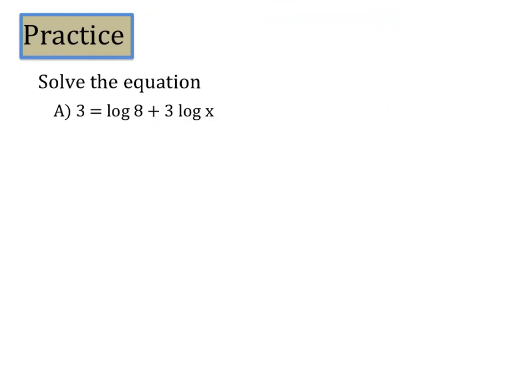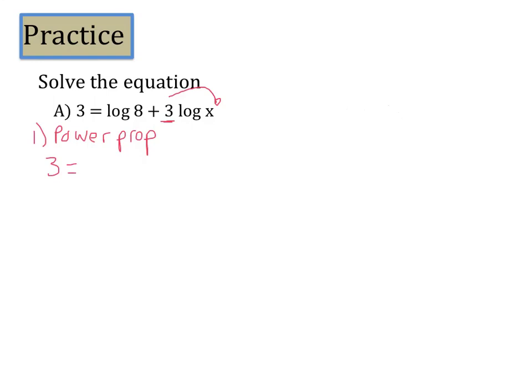Now let's use some of the techniques we've developed to help us solve this logarithm equation. So we have the equation 3 equals log 8 plus 3 times log of x. Now before I apply the product property and multiply these two terms together, I want to take care of this 3. I want to get that out of the way. Now I know that if I have a term outside of a log, I can bring it inside using the power property. So the first thing I'm going to use is the power property because I don't want anything in front of those log functions.